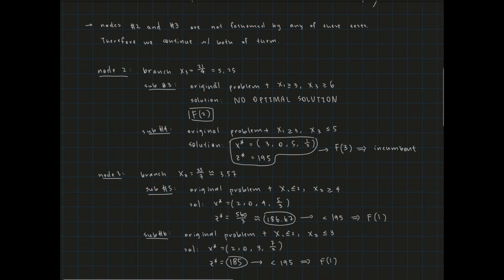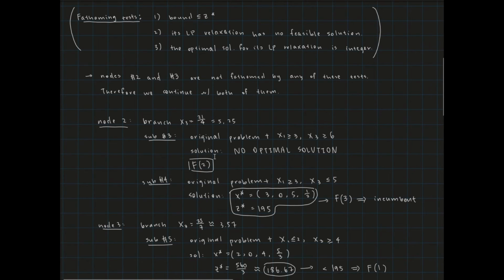So by running these through the fathoming test again, we see that subproblem number 3 actually has no feasible solution, or no optimal solution. Therefore, it's fathomed by test number 2. Subproblem number 4 has this solution. We run it through all the tests. We realize that it actually does have an optimal solution for its LP relaxation, in which the variables that need to be integers are integers. So we realize that this becomes our current incumbent, and it's fathomed by test number 3.